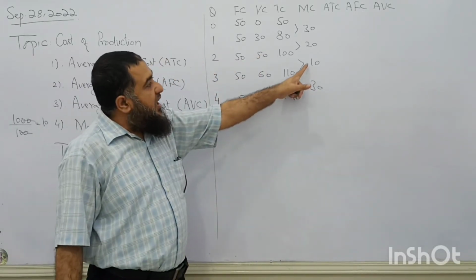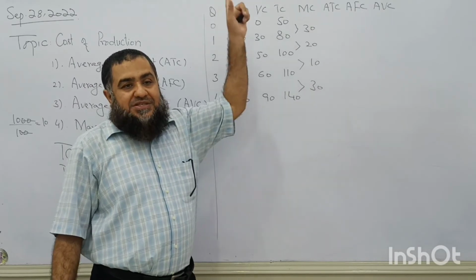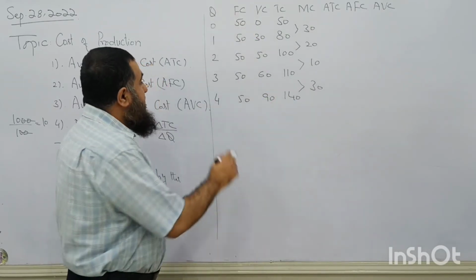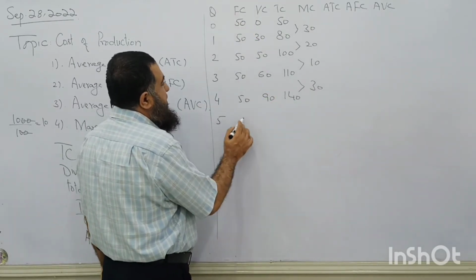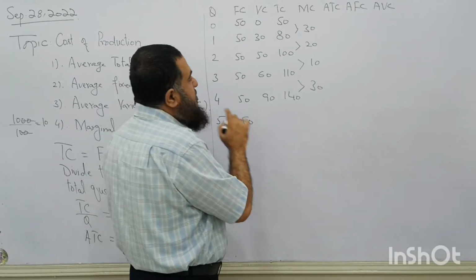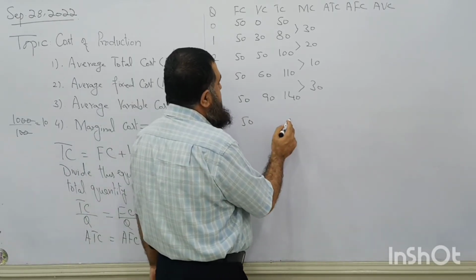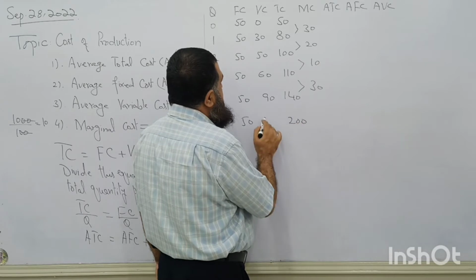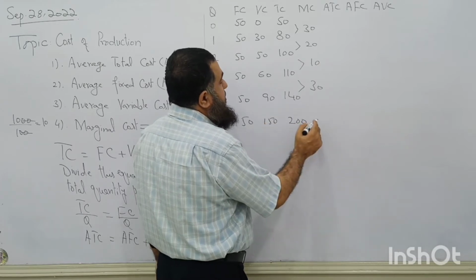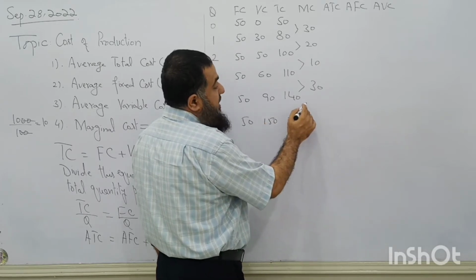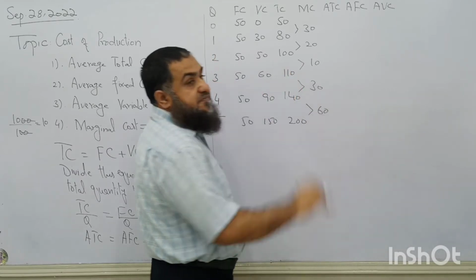Now marginal cost started to increase. Previously it was decreasing. Now the fifth unit we are producing, it is 50. So it is now 150. So what is the marginal cost now? 60.